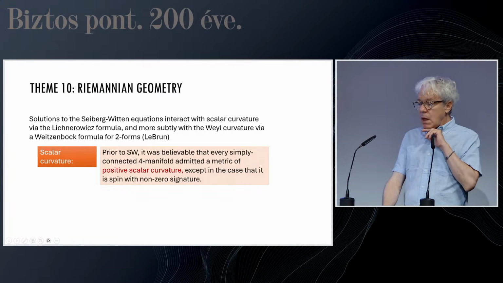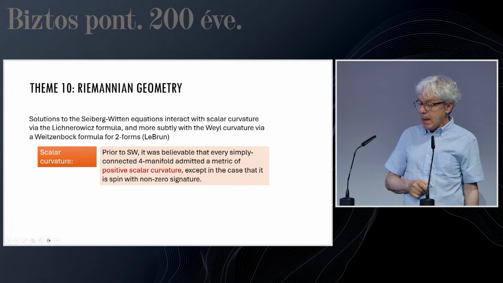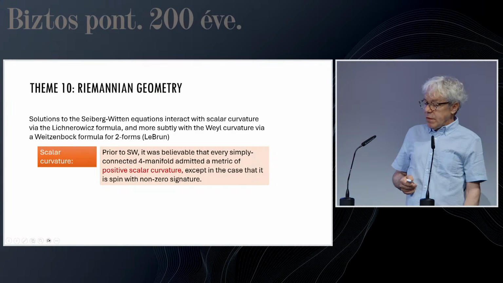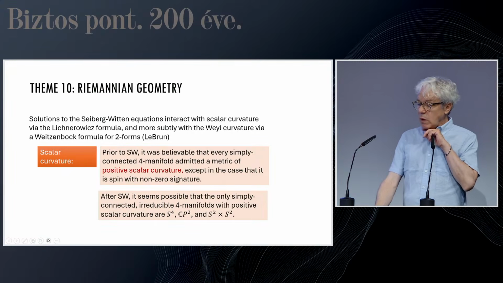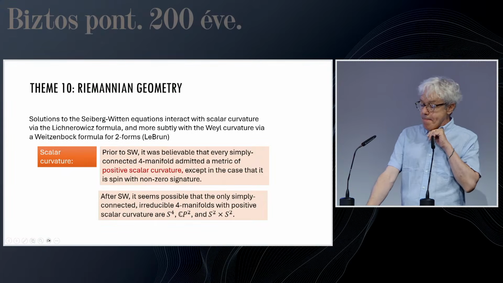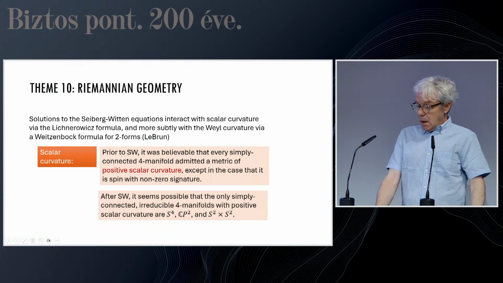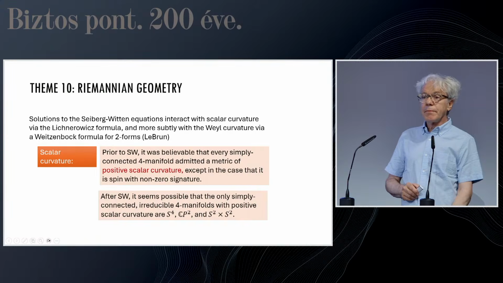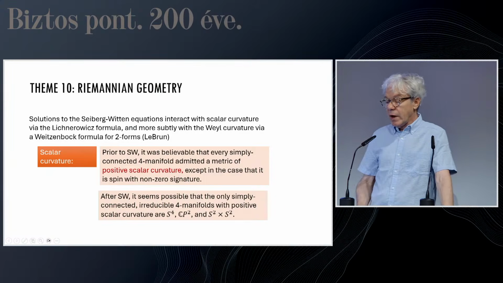Prior to Seiberg-Witten, we knew very little about this. From what we knew in higher dimensions, it seemed possible that every simply connected four-manifold had a metric of positive scalar curvature if just one obstruction vanished, and that obstruction was the signature in the case of a spin manifold. But after Seiberg-Witten, it seems possible, this is not completely borne out, that the only simply connected manifolds with positive scalar curvature in dimension 4 are the obvious ones. In particular, a quintic surface in CP3 does not have a metric of positive scalar curvature. We know that now from Seiberg-Witten.